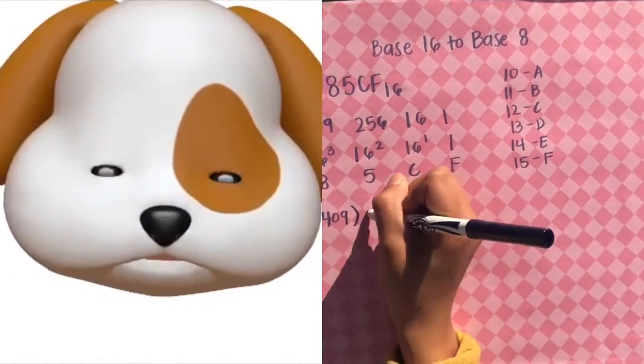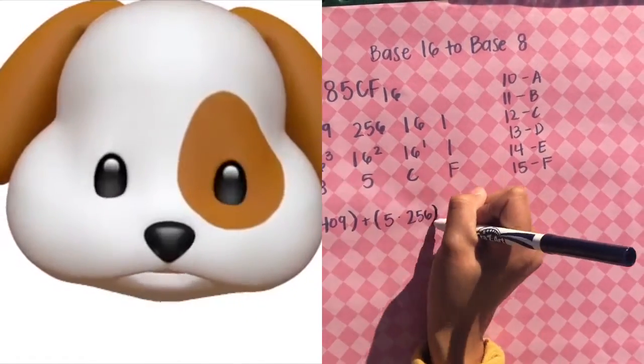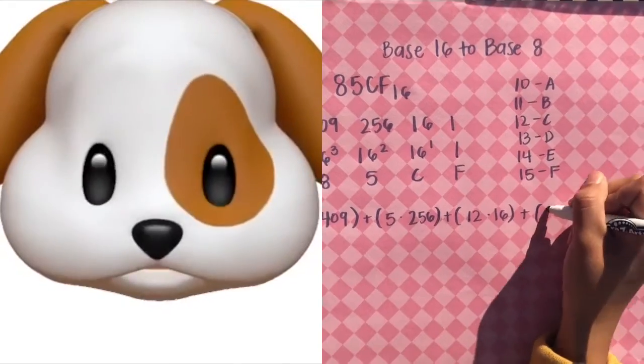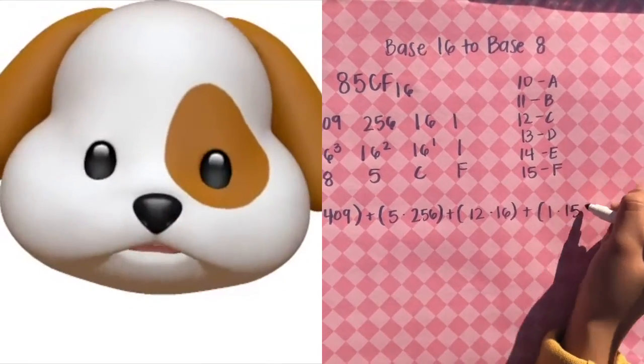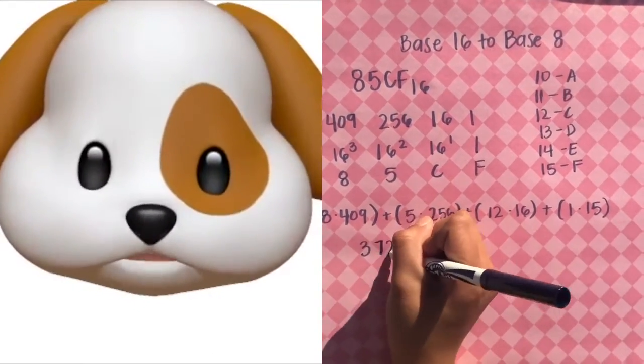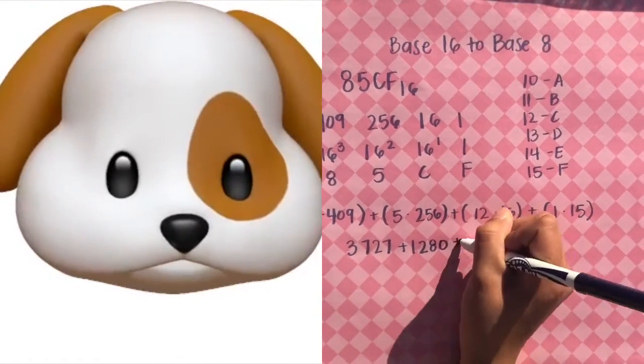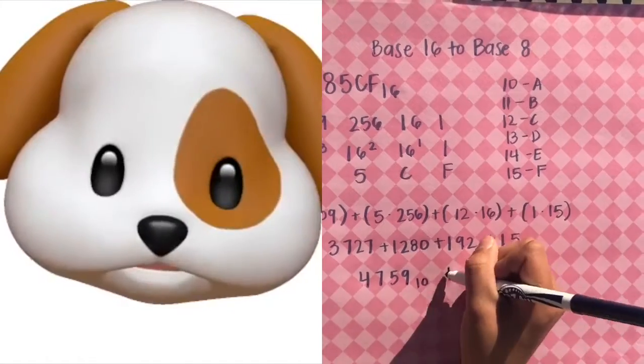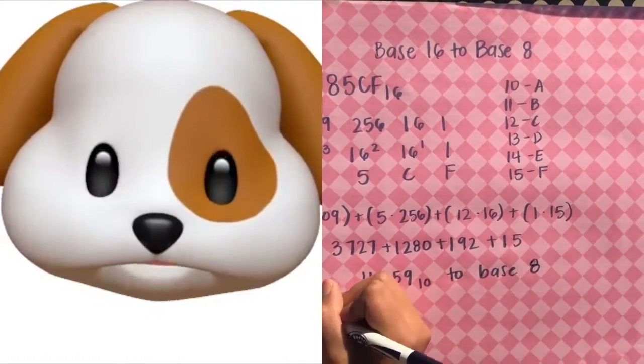Now, similar to the other problems, we're going to multiply those from right to left in ascending order from 16 to the power of 0 and so on. From there, you add all of your values to get one big number in base 10. That number is 4,759 base 10, which we now have to convert to base 8.